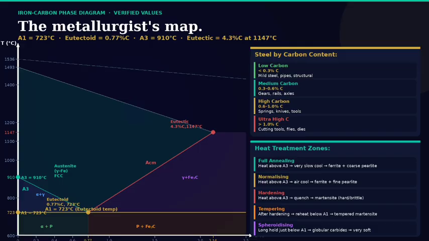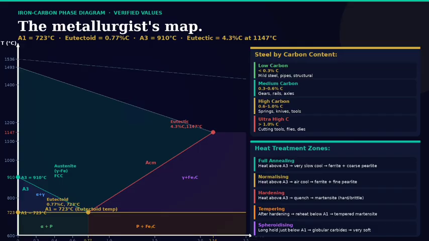The A3 line is the upper boundary for steels below 0.77% carbon. Above A3, the steel is fully austenite, where A1 and A3 meet at 0.77% carbon and 723 degrees is the eutectoid point, the most important single point on the diagram.